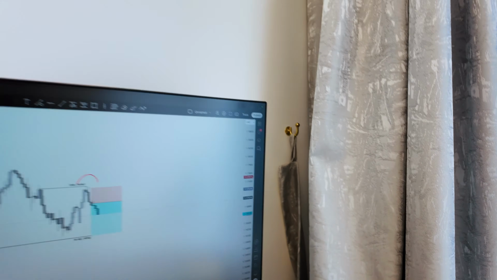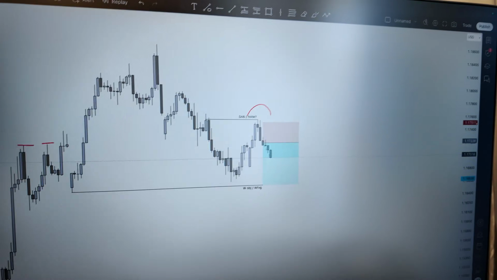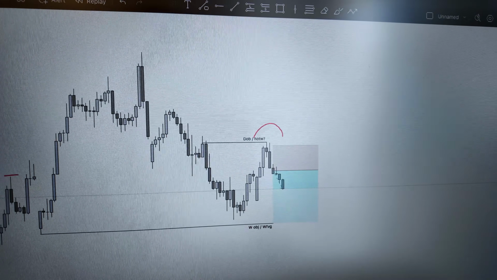But let me show you guys the trade, okay? Because I know you don't care about what I'm doing. The trade is looking very nice. As you can see, it is running very nicely. So this is the trade that we're in currently, the Euro USD short position.